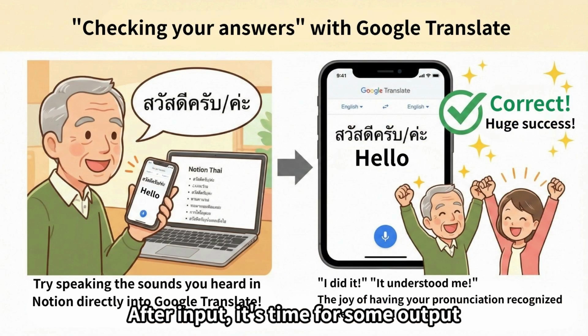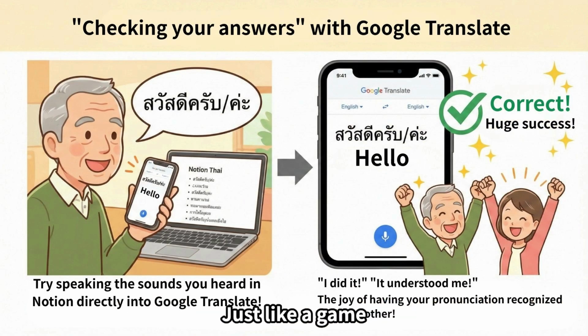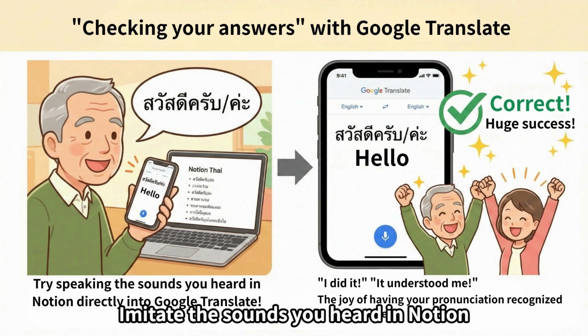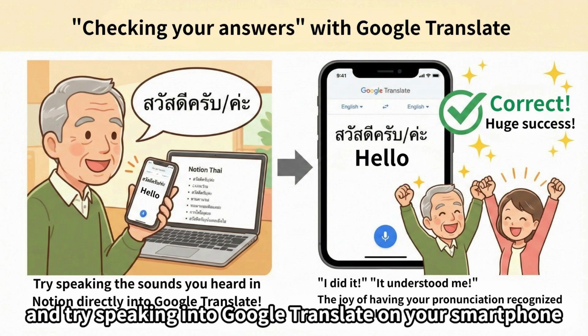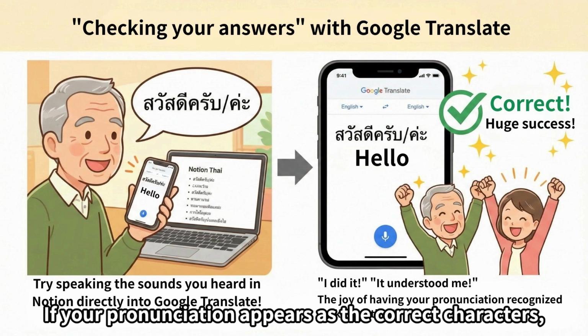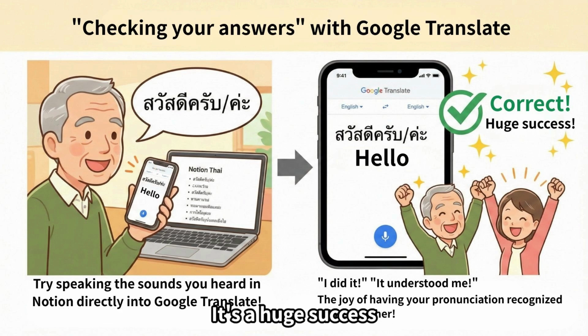After input, it's time for some output, just like a game. Imitate the sounds you heard in Notion and try speaking into Google Translate on your smartphone. If your pronunciation appears as the correct characters, it's a huge success. The joy of being recognized by the AI is truly special.